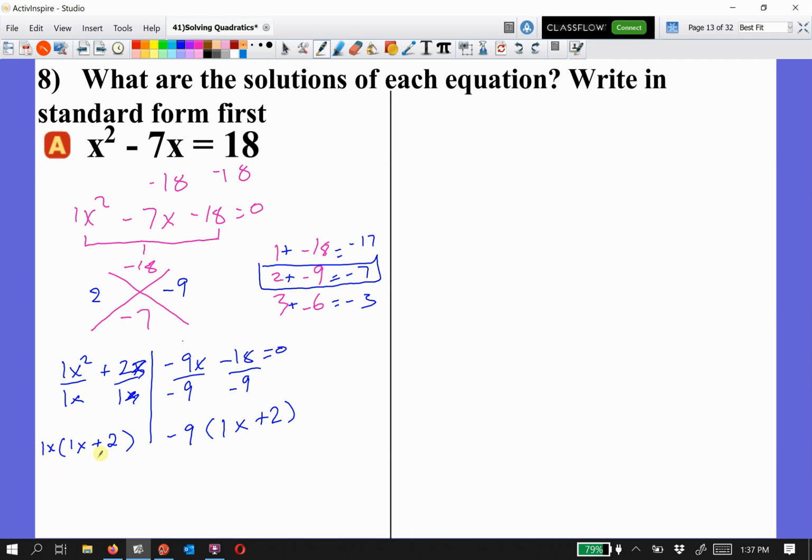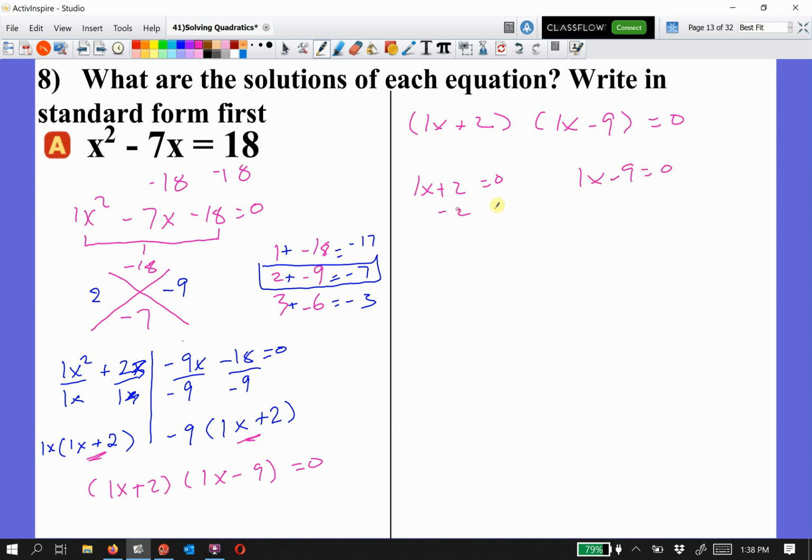Okay, now we've got my equation. Now remember, always remember, these two have to be the same. So I've got parentheses 1x plus 2. If they're not the same, then you mess something up. Alright, so I write this down, and the whole thing's going to equal 0. So you've got 1x plus 2, and we got 1x minus 9 equals 0. Split them up. 1x plus 2 equals 0. 1x minus 9 equals 0. Solve.